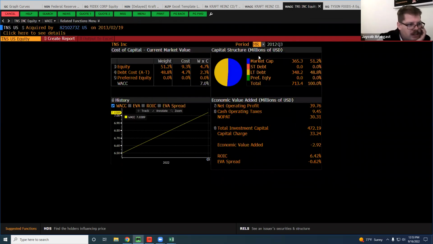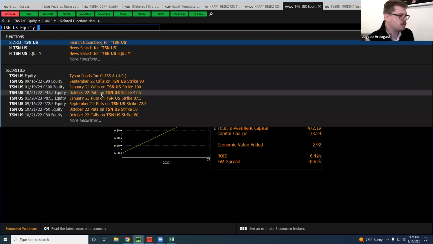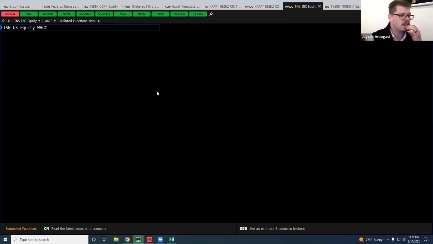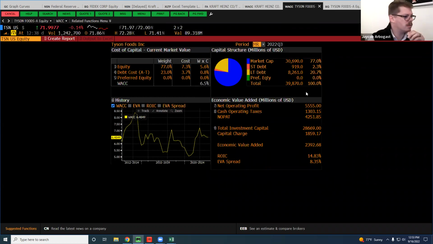Their actual combined cost is 7%. So it costs them 7% to finance the company. Am I on Tyson? Tyson Inc. Yeah. This looks like a different graph than we saw before. I don't know what I was just on. So it costs them 6.5% right now. Their equity actually costs them 7.3%, but it's 77% of the company, so that contributes 5.6. Their debt costs them 3.7%, which is 20% of the company, so that contributes 0.8. And all combined, it costs them 6.5% to finance the business.